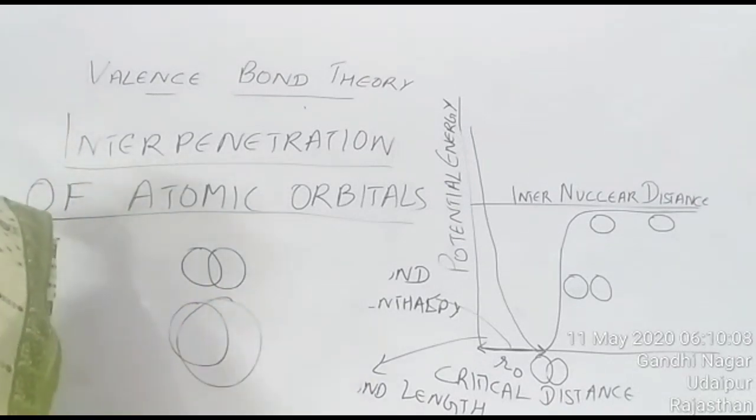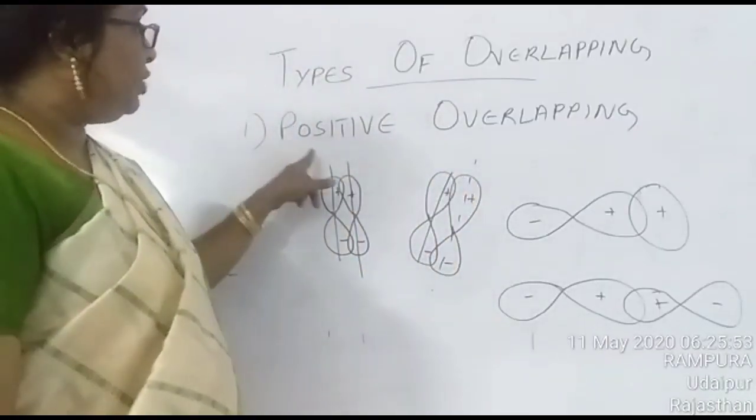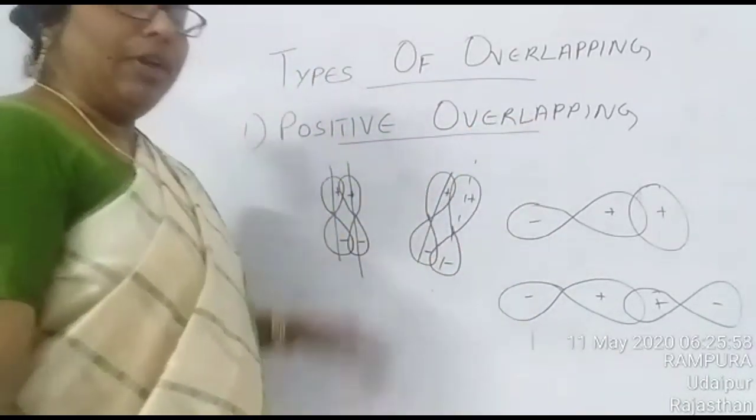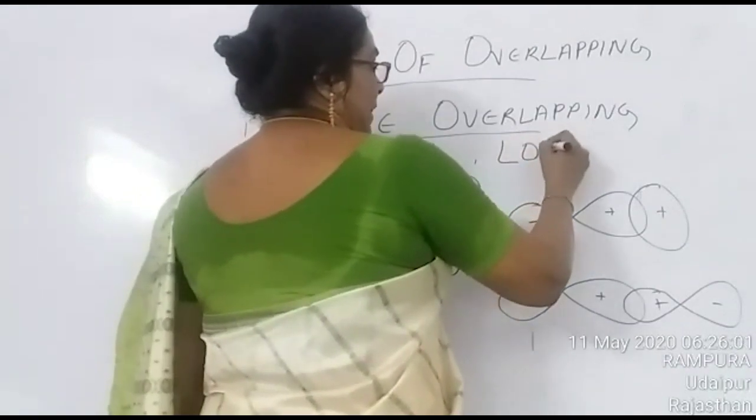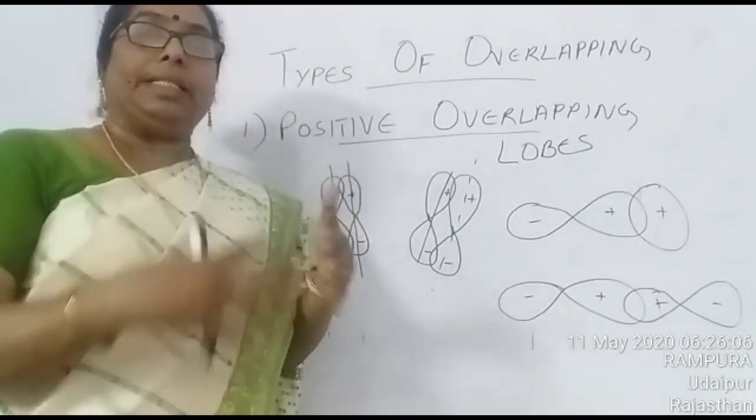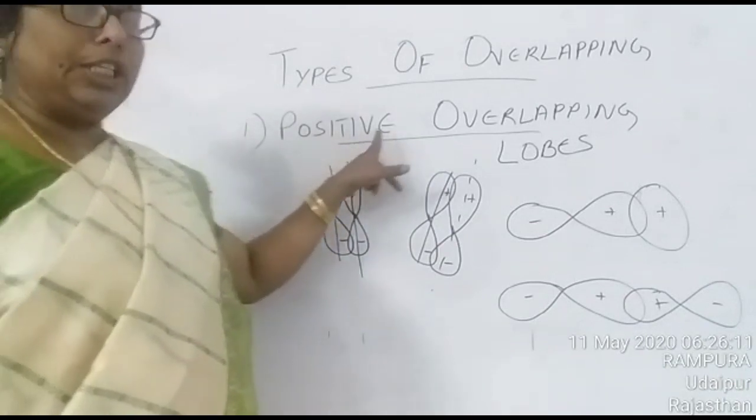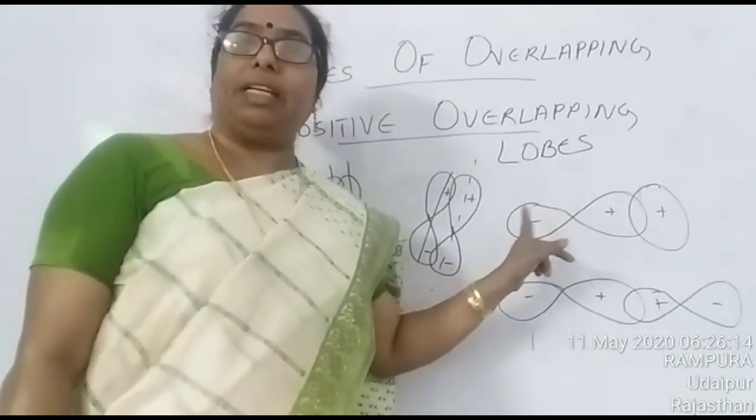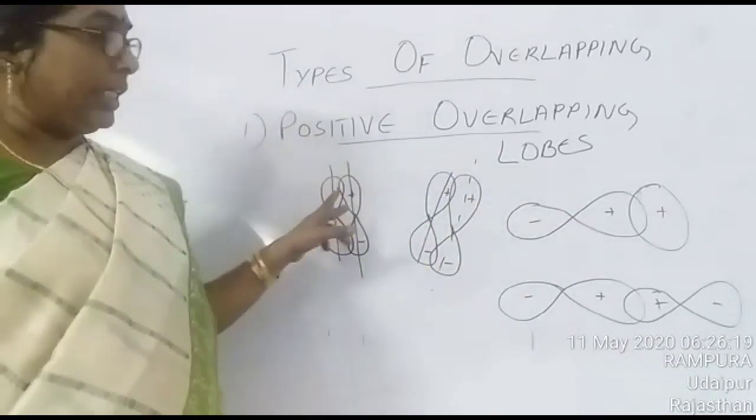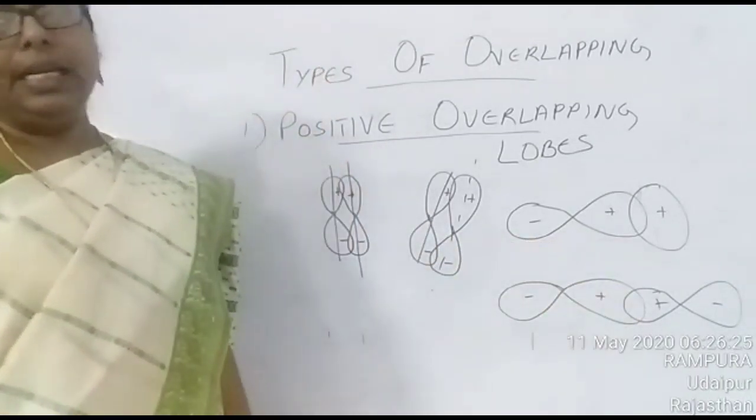Now let us study about types of overlapping. Basically, overlapping is of three types. First one is termed as positive overlapping. Positive overlapping means when the lobes having the same sign interact and overlap each other, that results in the formation of positive overlapping. Is it clear? So these are the different types of positive overlapping which can generally take place.